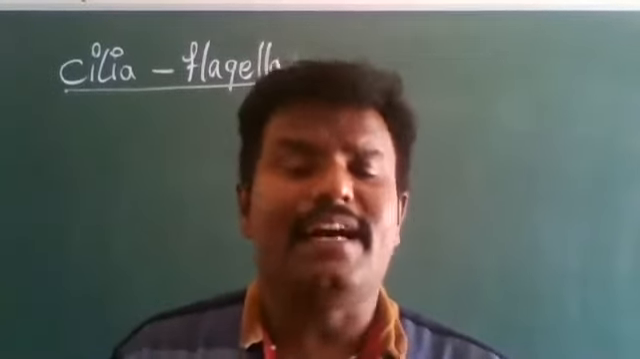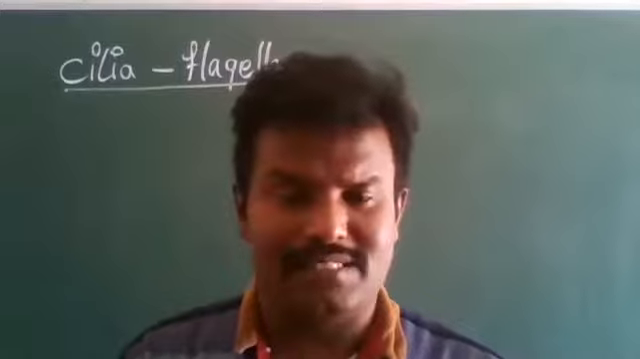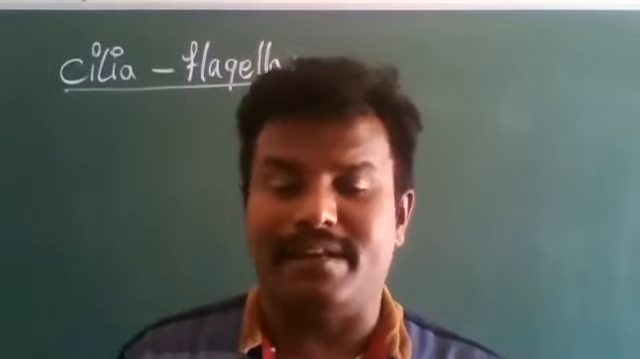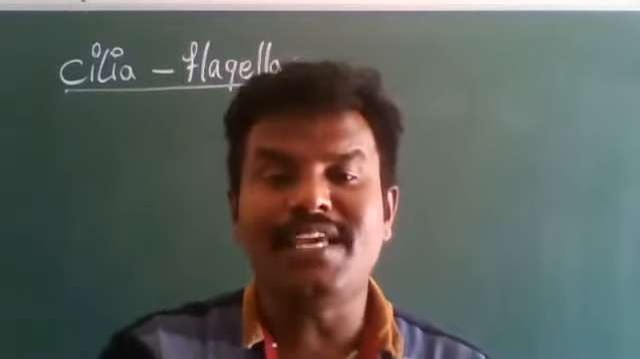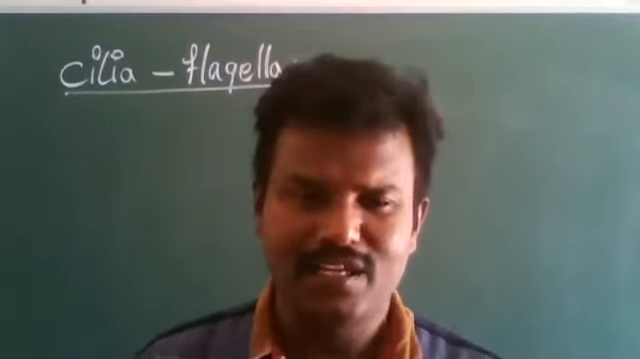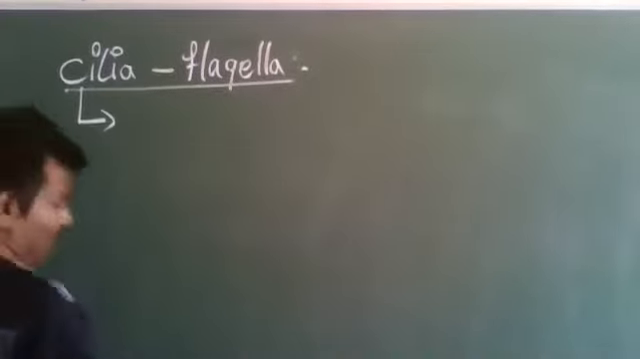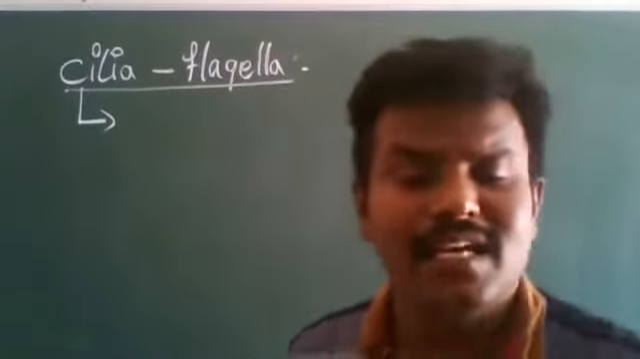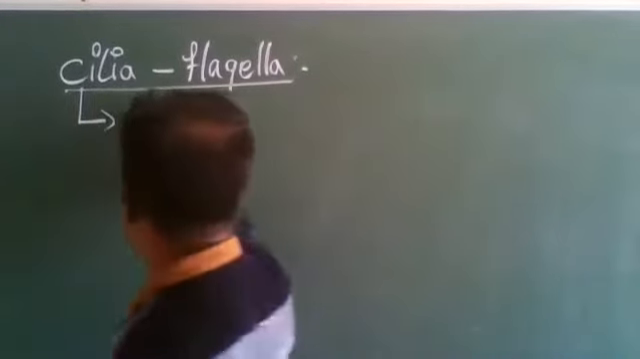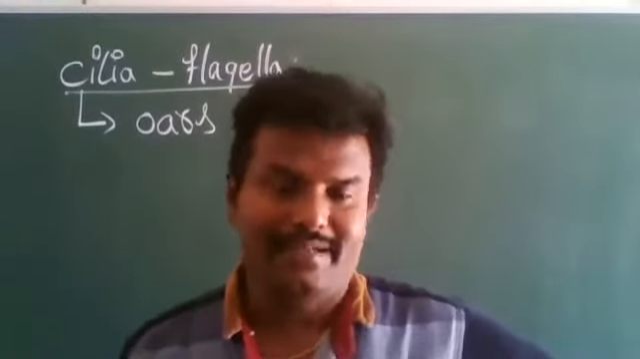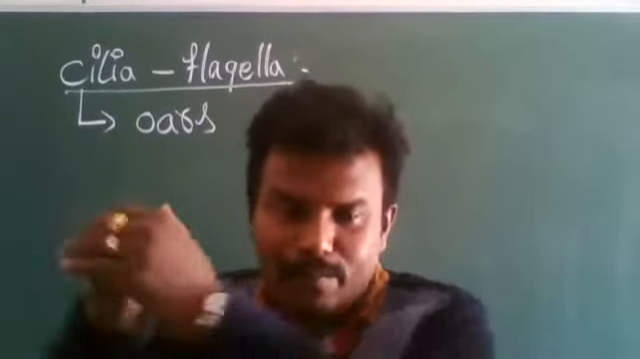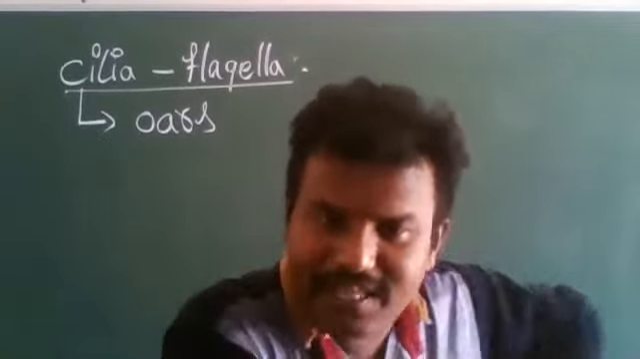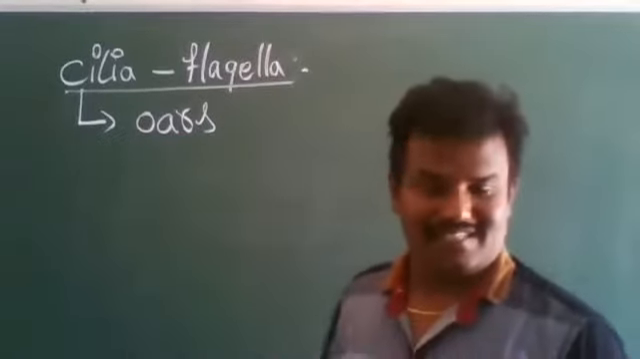Cilia and flagella both are locomotory organs. Of these two, flagella is common in both prokaryotic and eukaryotic cells. The structure is different, but the function is the same. Generally, the cilia is a small hair-like structure which works like oars. When we are boating in a pond or canal, the boatman moves the oar like that, and it works.